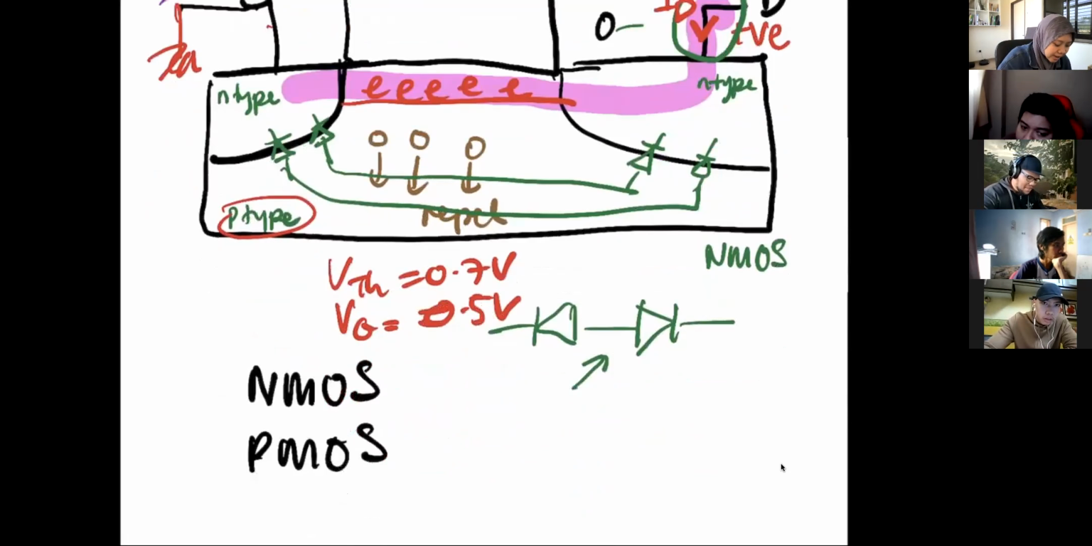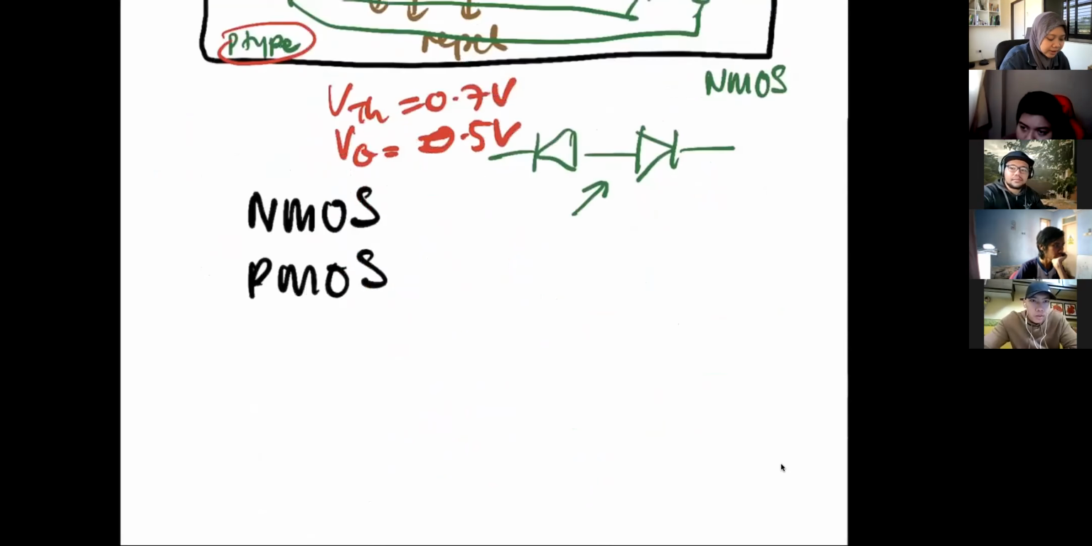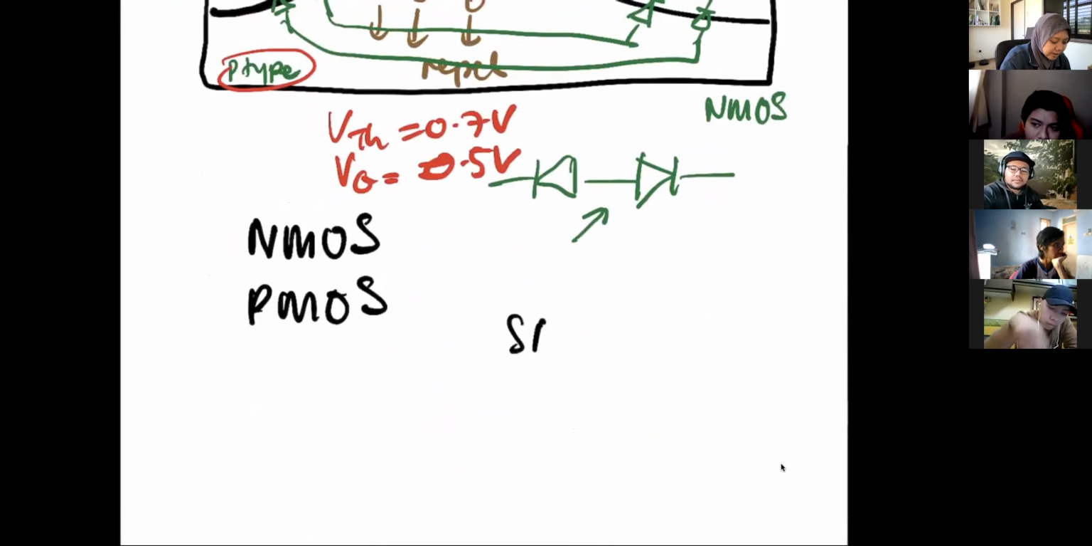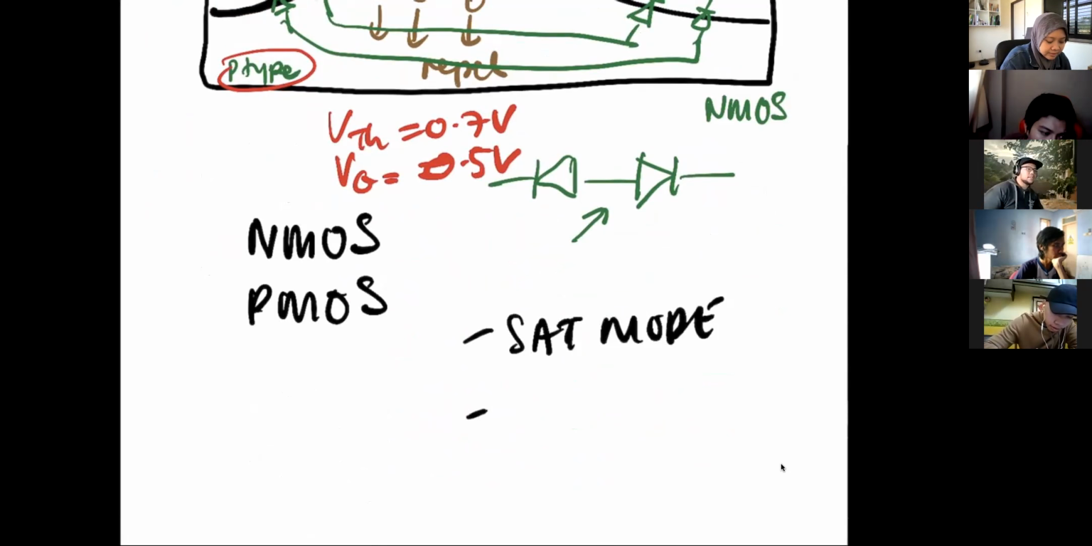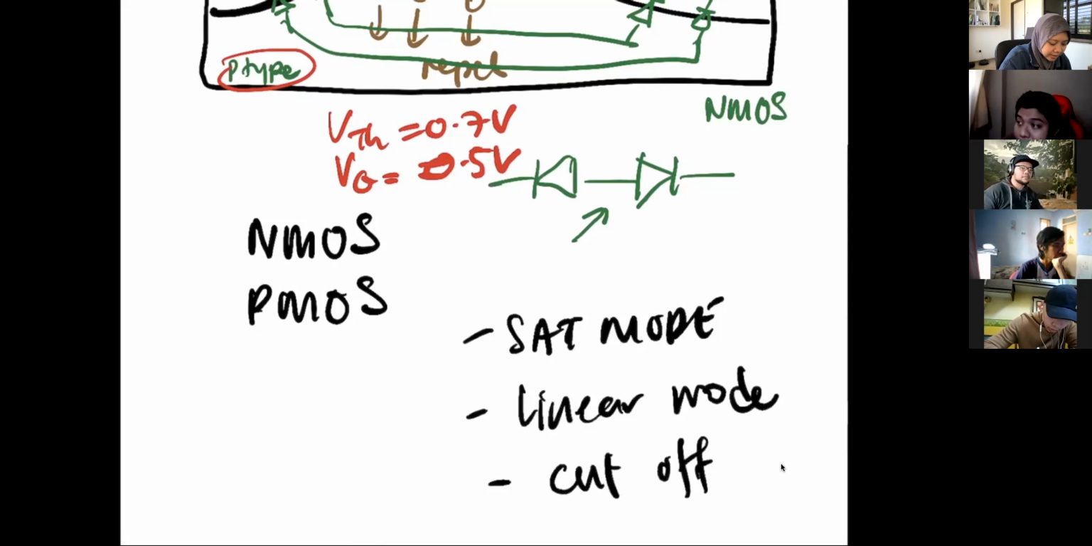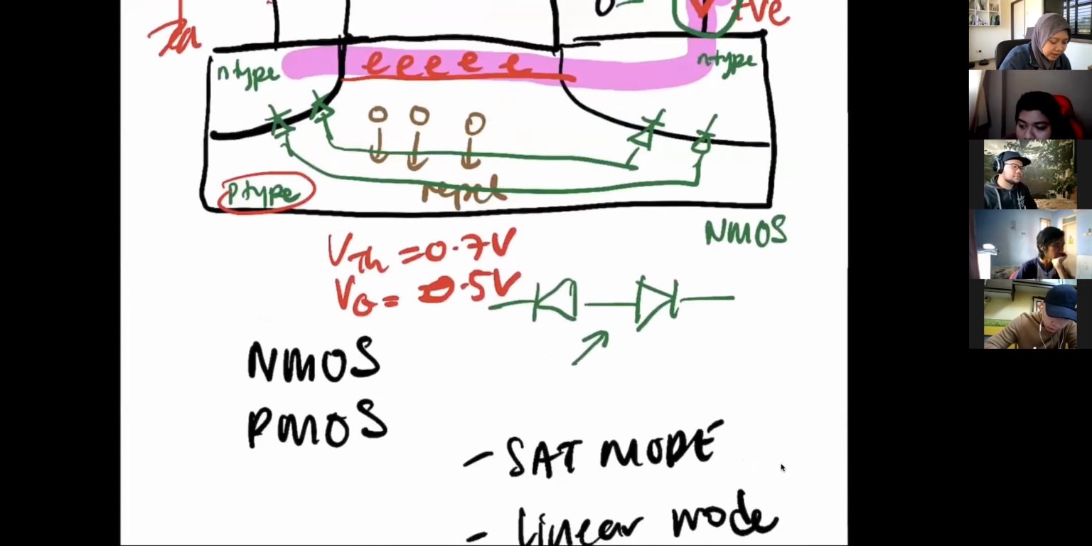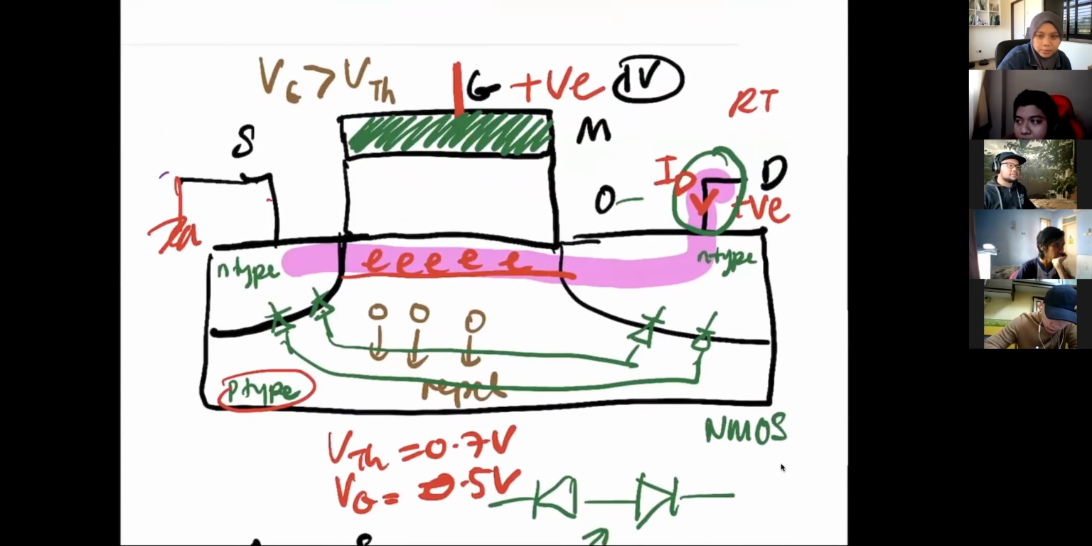Alright, so now we understand how it works. So now what is the condition? There are several conditions for the MOSFET. We have saturation mode. What other modes are there? Linear mode and cut-off mode. So what's the difference of the three with this diagram here? Where's the difference? The channel.